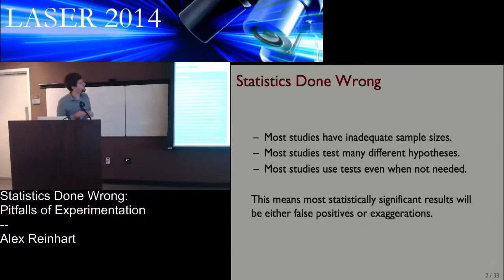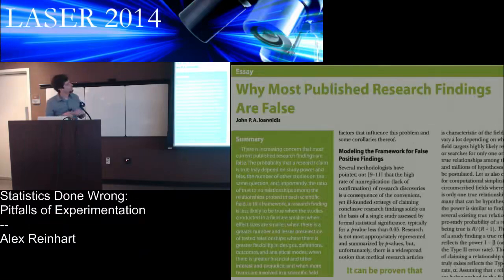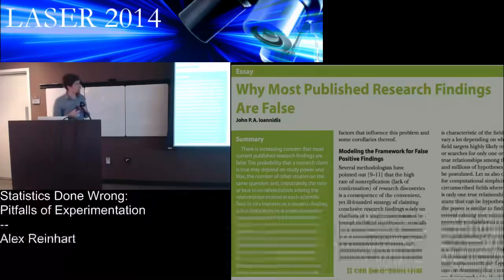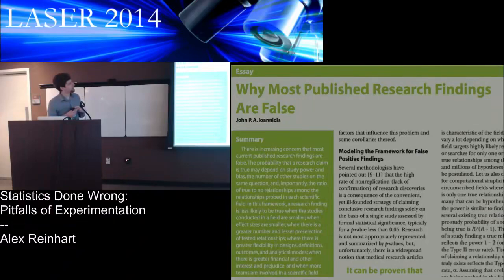Here's a paper from 2005, helpfully titled Why Most Published Research Findings Are False. This was in a medical journal. I really like the opening sentence: there's increasing concern that most current published research findings are false. In this wonderful deadpan, like, it's just this little problem. But the idea here was not an empirical study where they had tested most research findings and found they were false. It was based off of how the statistics are used, how people use statistical significance testing.